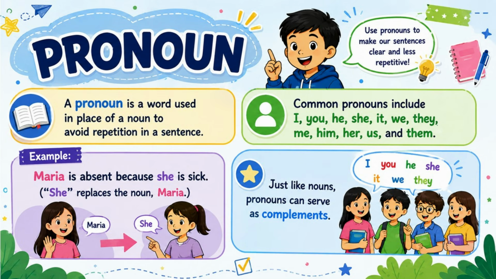Today, we will discuss pronoun. A pronoun is a word used in place of a noun to avoid repetition in a sentence. For example, Maria is absent because she is sick. She replaces the noun Maria. Common pronouns include I, you, he, she, it, we, they, me, him, her, us, and them. Just like nouns, pronouns can serve as complements.